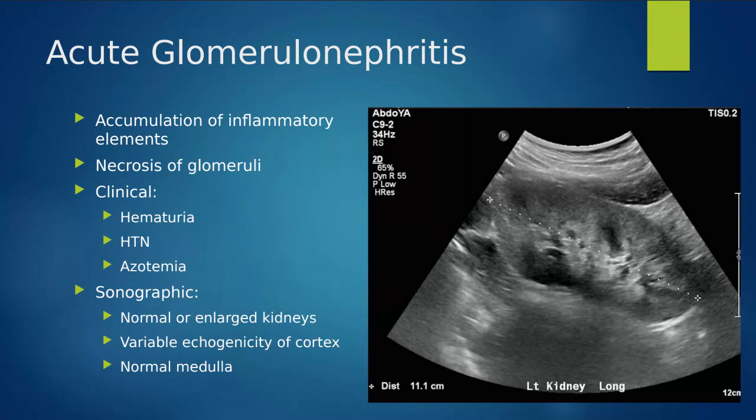So clinically, these patients will have hematuria, hypertension, azotemia. On ultrasound, we are going to see normal or enlarged kidneys, potentially a normal medullary region, and we could see variable echogenicity of the cortex. So we could see it become hyperechoic or echogenic.